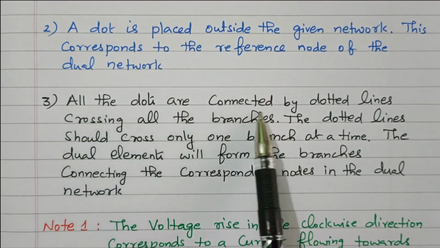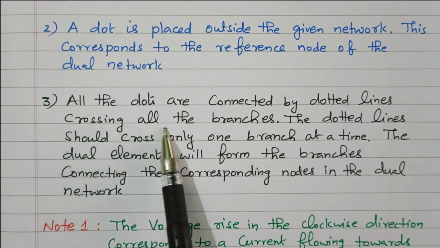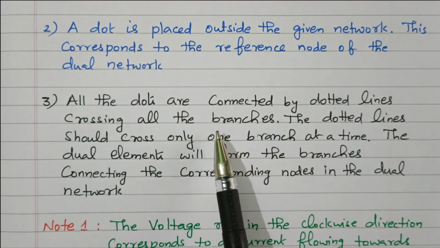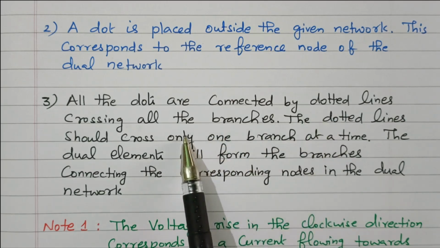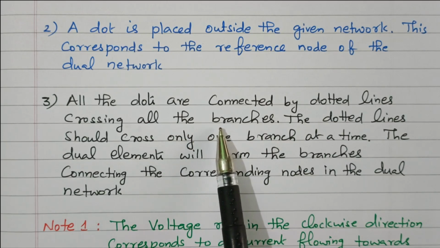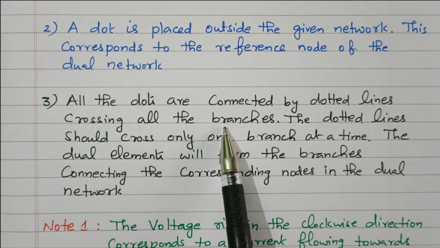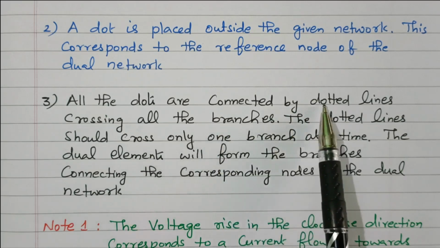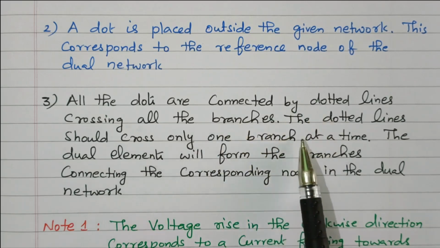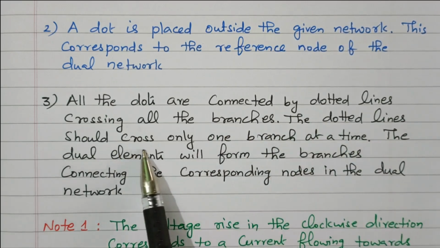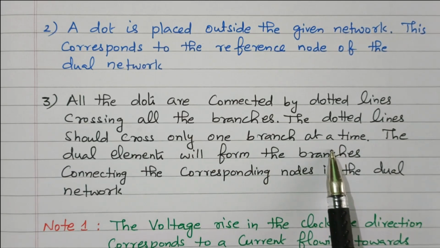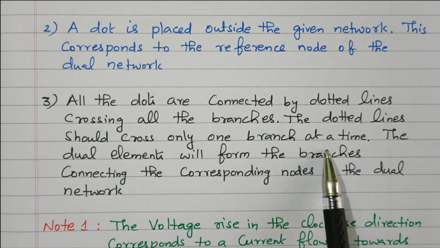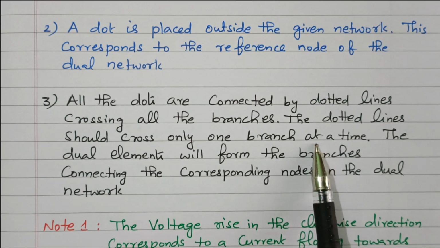All the dots are connected by dotted lines crossing all the branches. Now we need to connect all the dots by the dotted line that is going through the branches, that is either resistor, capacitor, or voltage sources. Right? So the dots are connected by the dotted line through the elements. The dotted lines should cross only one branch at a time. So for example, if a resistor and voltage source are available, we need to draw a separate line for the voltage source and a separate line for the resistor. Only one element should be crossed.